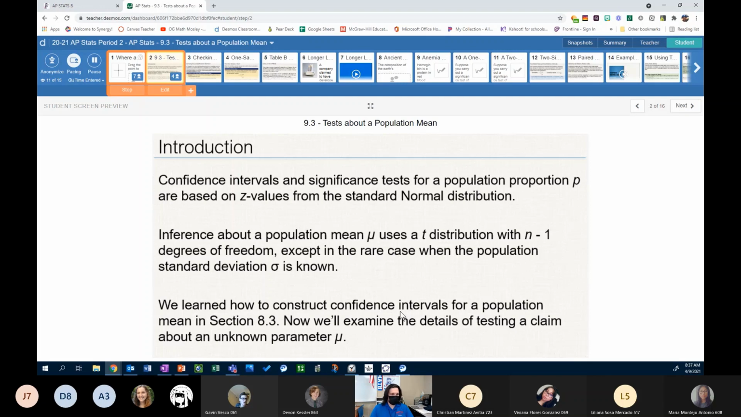We learned how to construct confidence intervals for a population mean in section 8.3. Now we'll examine the details of testing a claim about an unknown parameter mu. So we're moving to the next step.